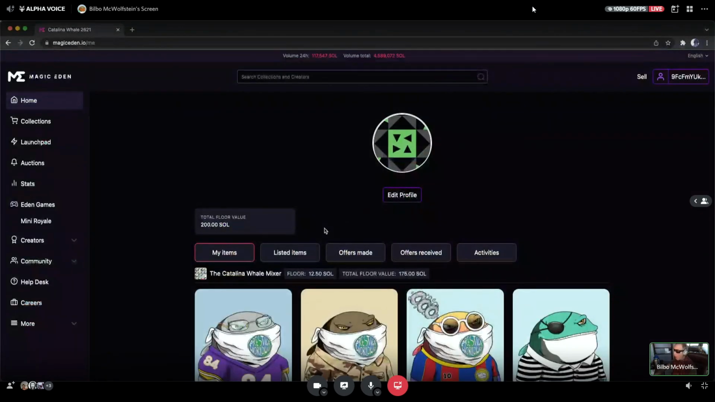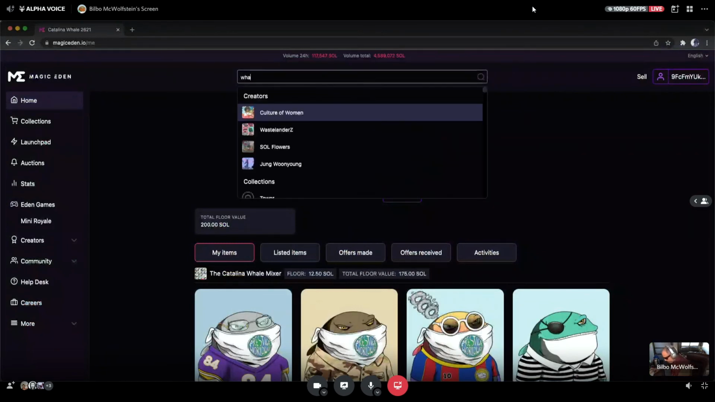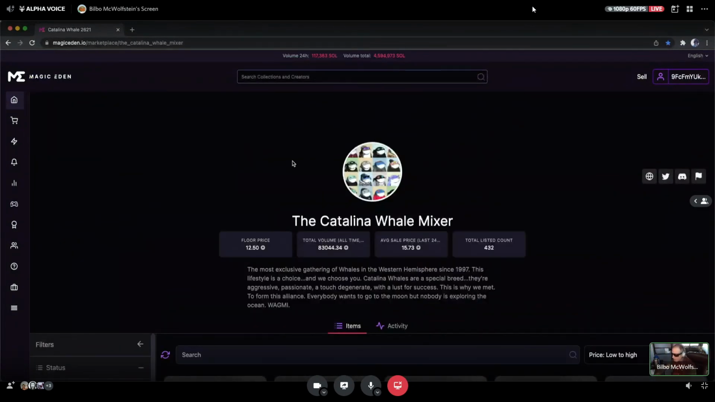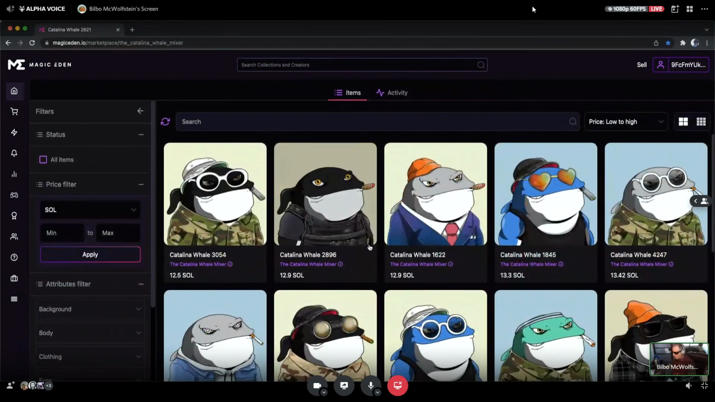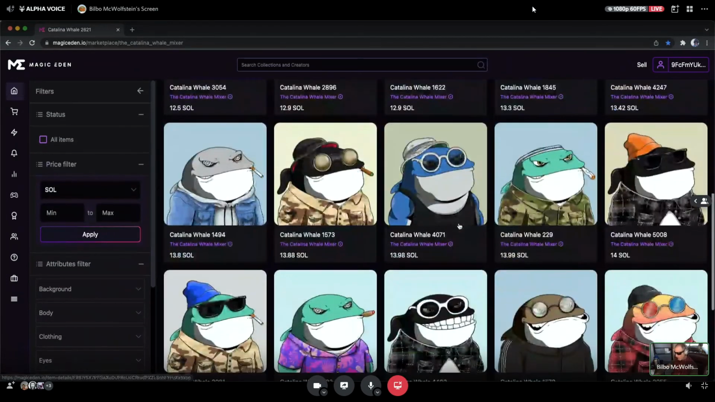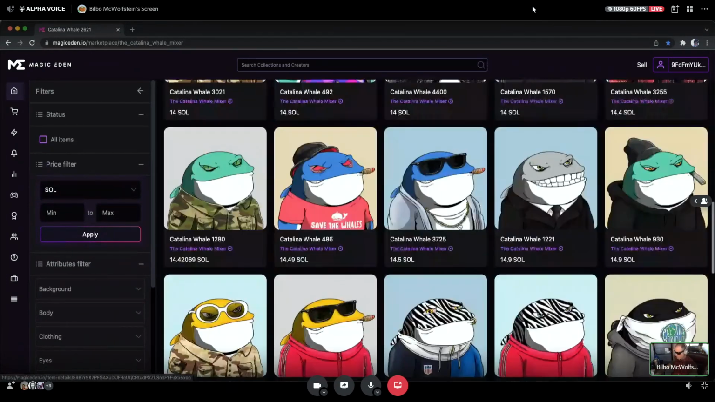Magic Eden. Oh, what are the whales doing? That's Bilbo. That's some of Bilbo's whales. Look at them sexy beasts. Woo! Okay, let's see here. Catalina whale mixer floor is at 1250. Yeah, we got some paper hands undercutting each other. Very thin floor though. Look at these beautiful whales.